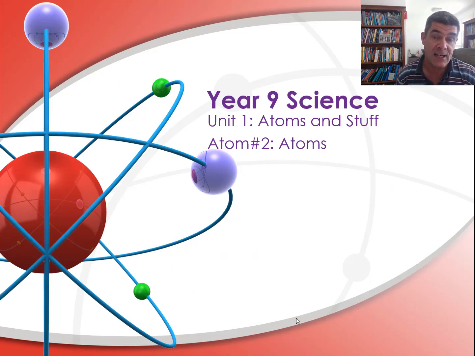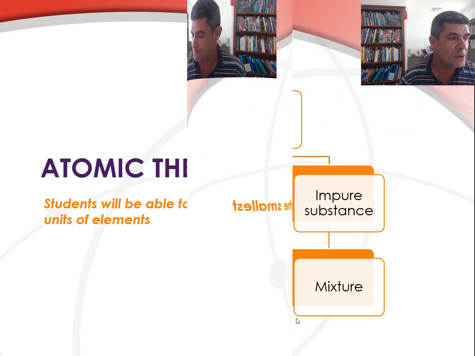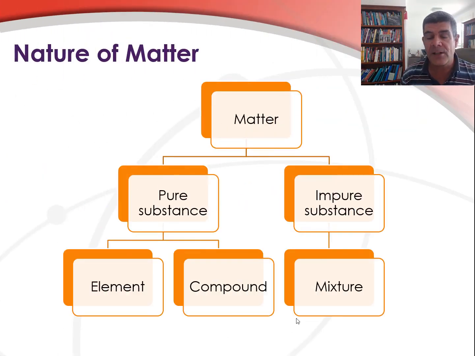This is the second video, atom number 2, and we're going to be looking specifically this time at atoms. In this context, we're going to be seeing what we can remember about atoms specifically and the fact that they make up the elements that are all located on our periodic table. So, firstly, we probably just need a little bit of an overview of matter.